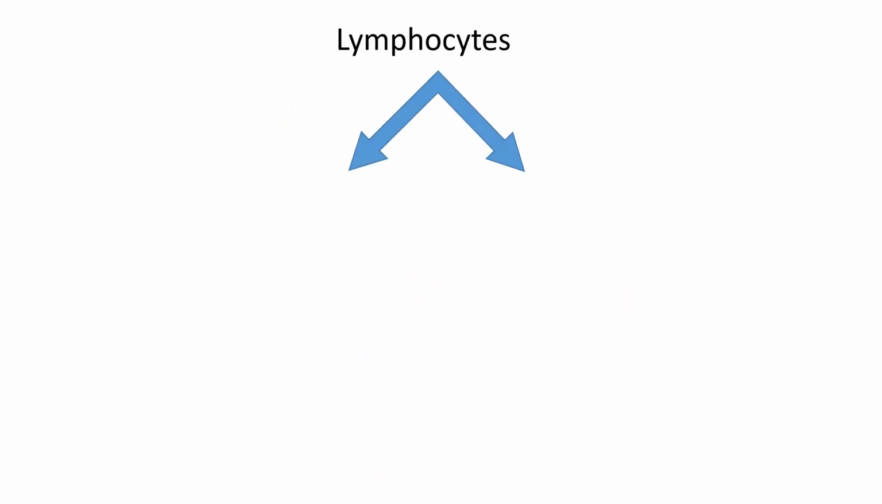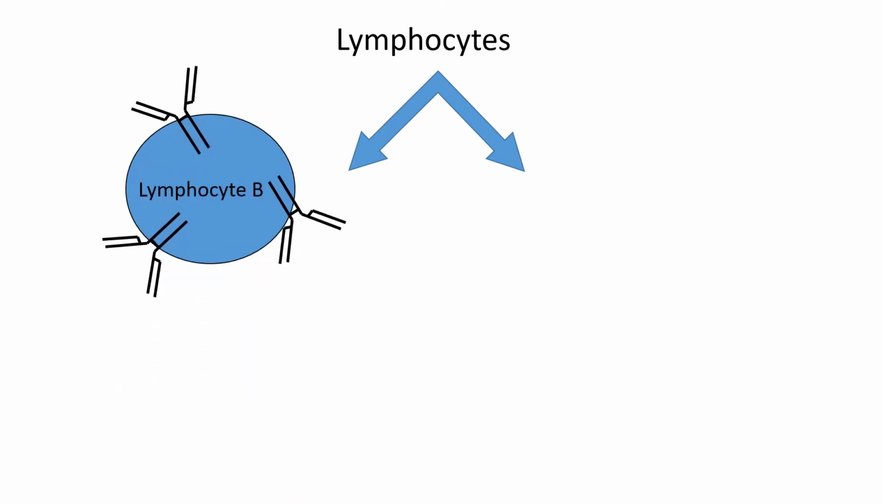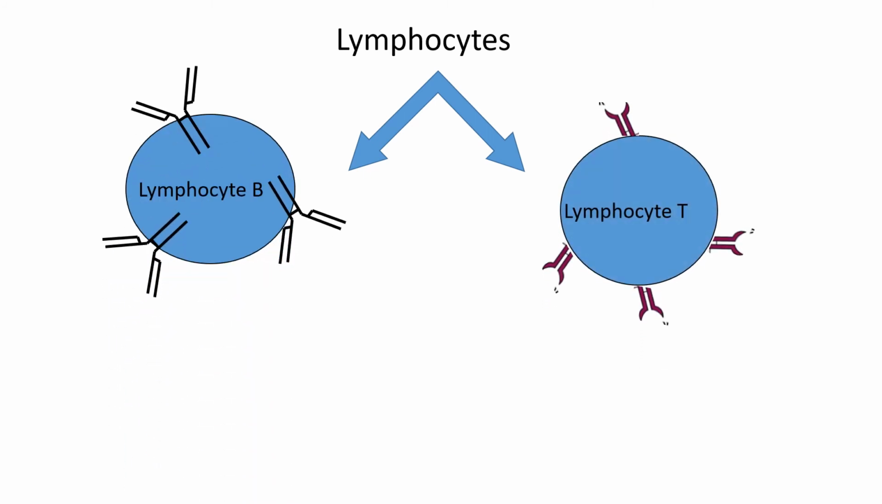What are the two types of lymphocytes? Lymphocyte B and lymphocyte T. And both lymphocytes carry on their surface specific receptors. Let's see what are these receptors.